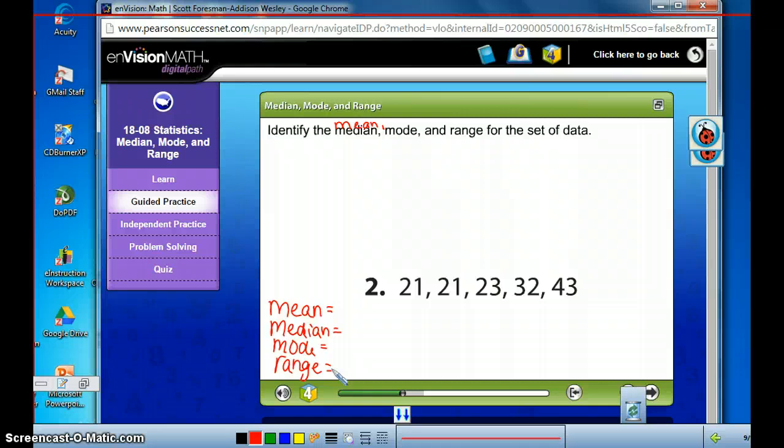First step, always, to do what, Chloe? Yes. In this case, they already are in numerical order. So by looking at this, I can easily do range, median, and mode. We have 5 numbers in our set, which means we're going to have a median, a middle number. If we get rid of 2 on each side, we're left with 1 in the middle, which is 23. It is our median. Remember, median, middle.